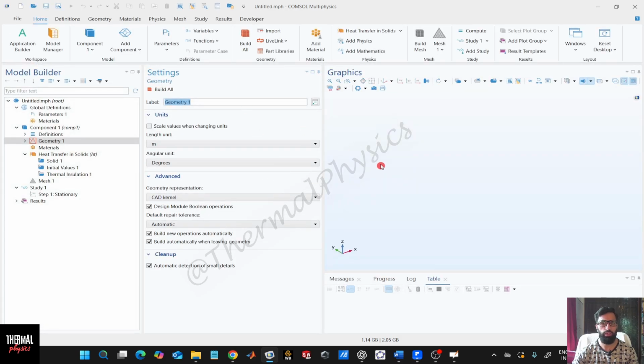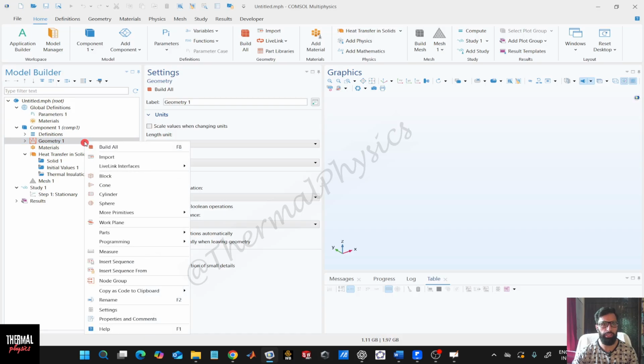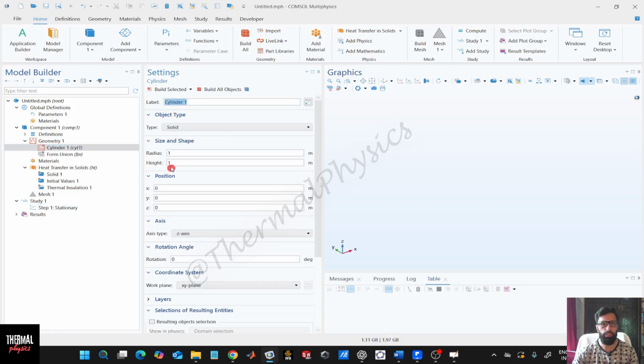So here we are inside COMSOL. First of all, let's make geometry. Our geometry will be, right click on the geometry, cylinder. So let us make the inside cylinder. Its radius is 0.02 meters and length, which is height here, is 1 meter, because we are calculating per unit length. So we'll build this. So this is our pipe, inner pipe.